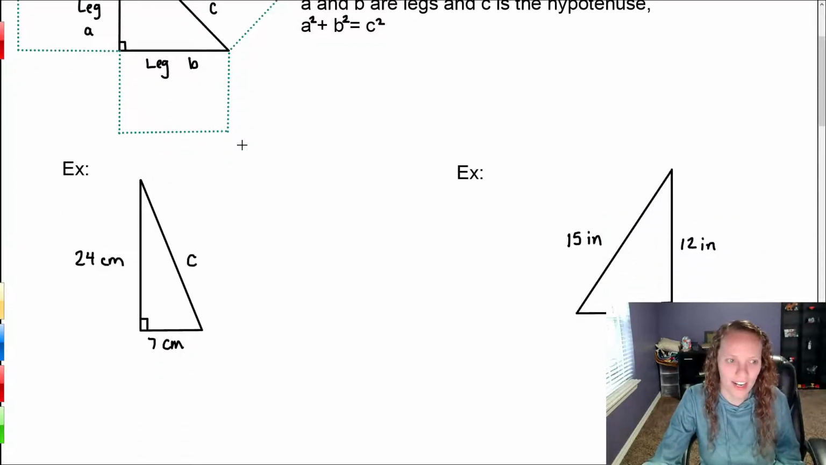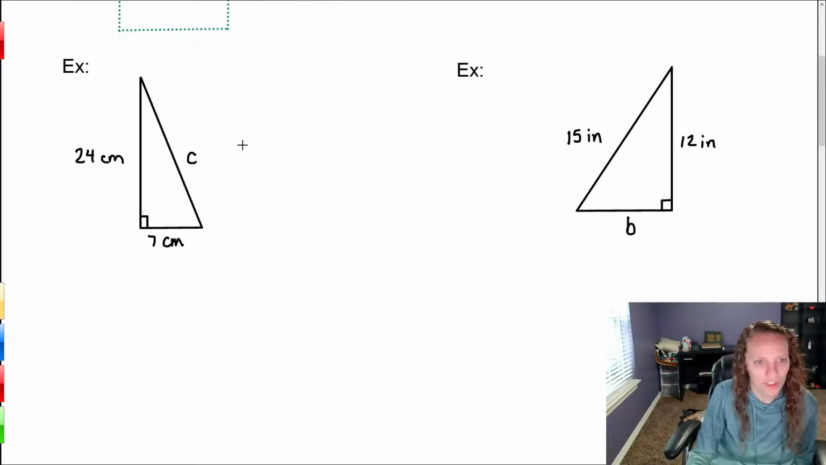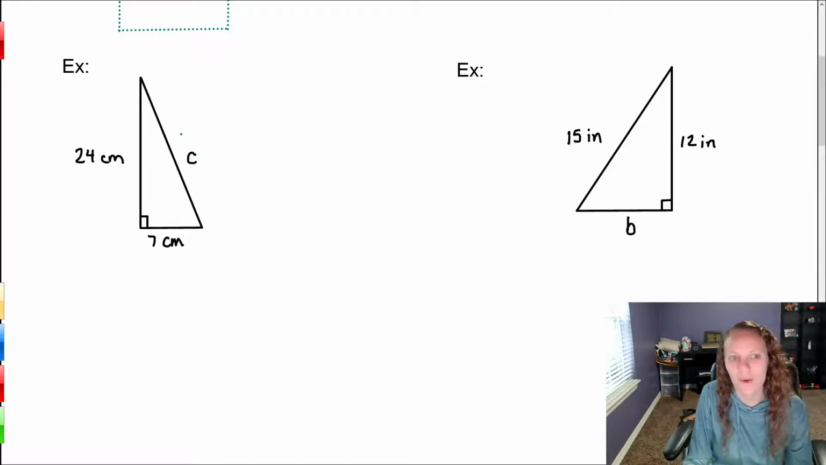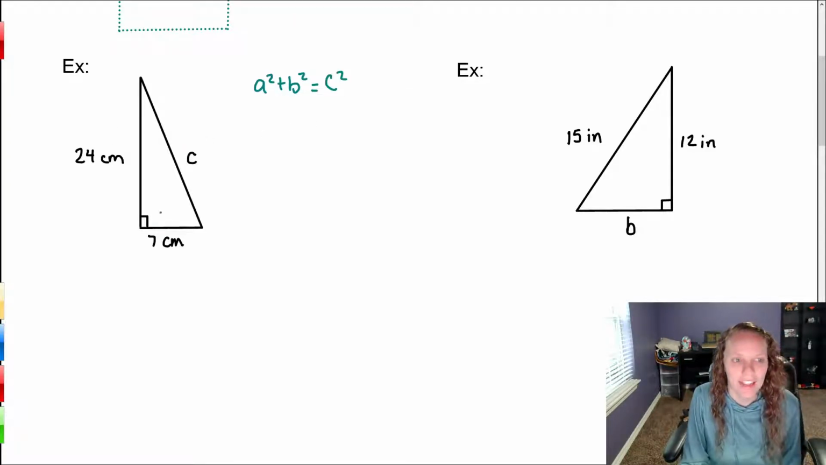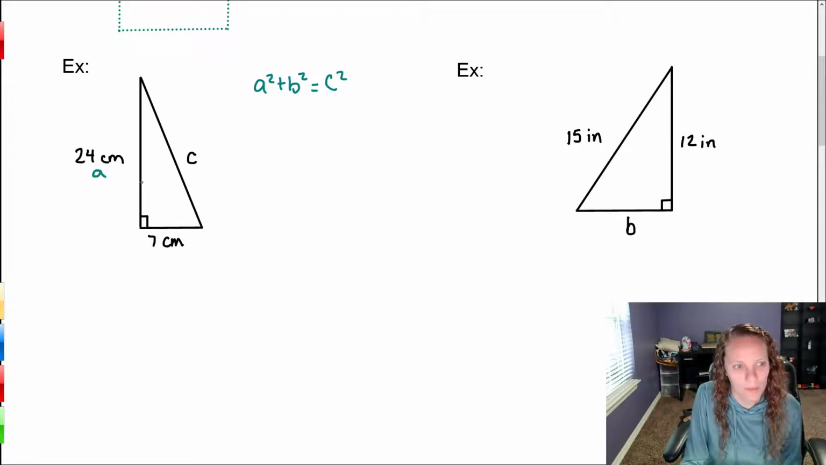So let's try that out below. We have two examples that we're going to practice. On this first one, we are trying to solve for the hypotenuse. So we're trying to figure out what is the length of C. Again, our formula is A squared plus B squared equals C squared. A squared and B squared are the two legs that are connected to the right angle, so we'll label this one A and this one B.